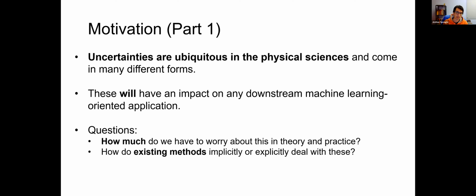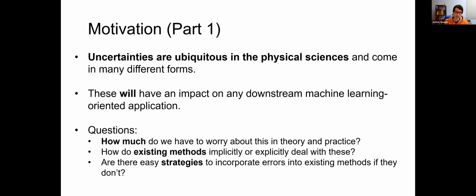And how do existing methods either implicitly or explicitly deal with these? A lot of methods essentially amortize over the distribution of uncertainties within a population. And are there easy strategies to incorporate errors into existing methods if they don't?